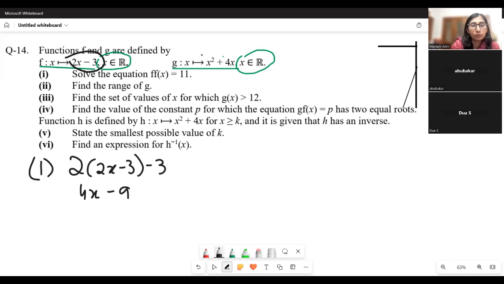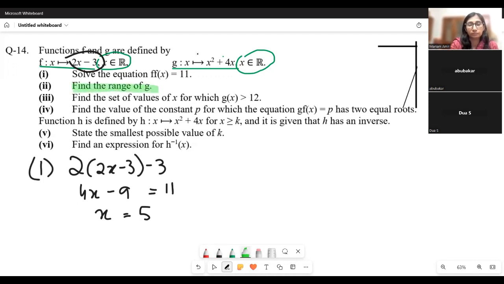Okay, and that would be equal to 11. So x equals 19/4. No, sorry, 20/4. That is 5. x came out to be 5. Okay. Let me check the answer. That is correct for part 1. Part 2, find the range of g.